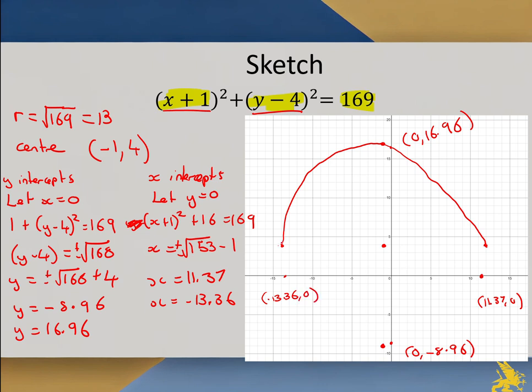So now I continue around, and those points also help you to make sure your circle is mostly circular. Okay, let's look at the next question.